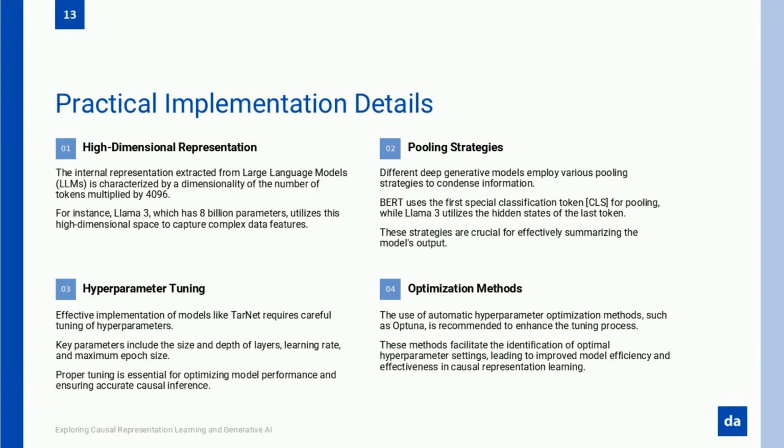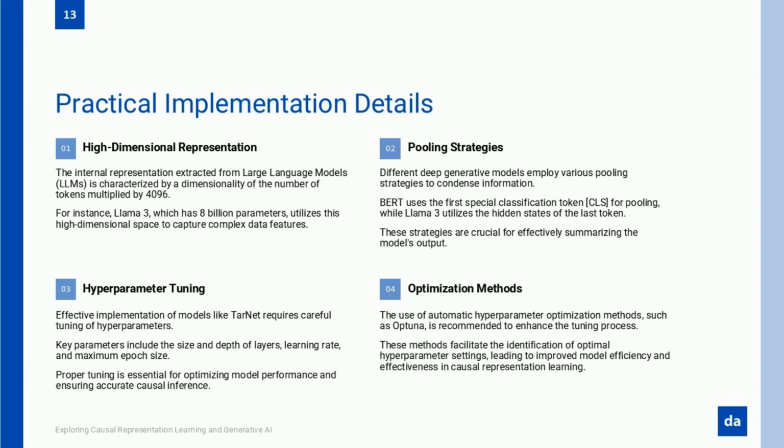For example, BERT uses a special classification token called CLS, which serves as a compact representation of the entire input text. Llama 3, on the other hand, uses the hidden states of the last token in the sequence to summarize the meaning of the text. Choosing the right pooling strategy is crucial because it affects how well our model understands the data. If we pick the wrong method, we might lose important contextual information, leading to inaccurate causal estimates.